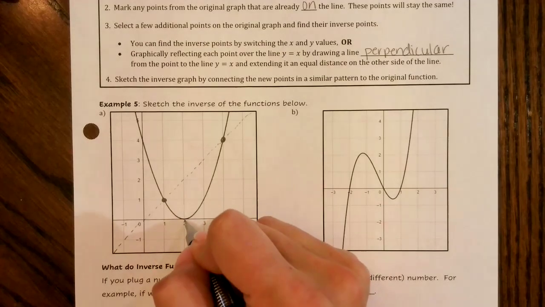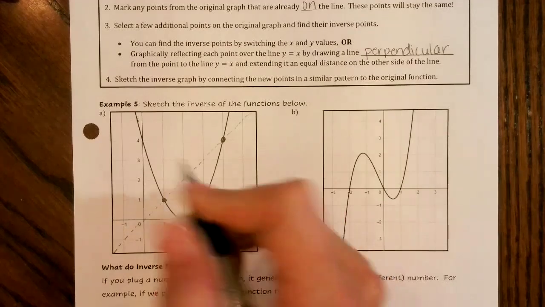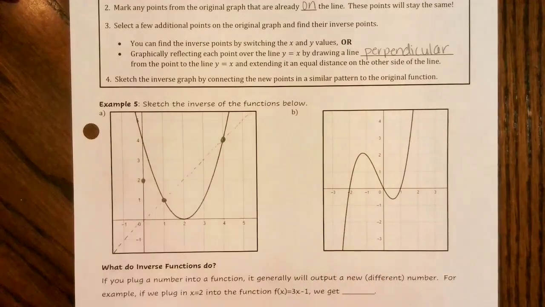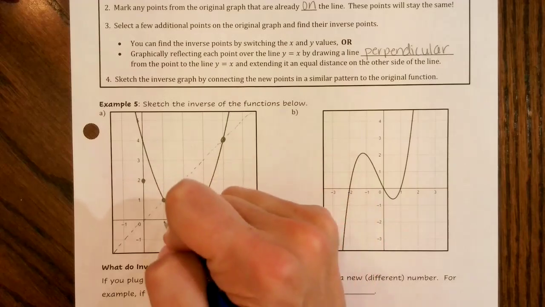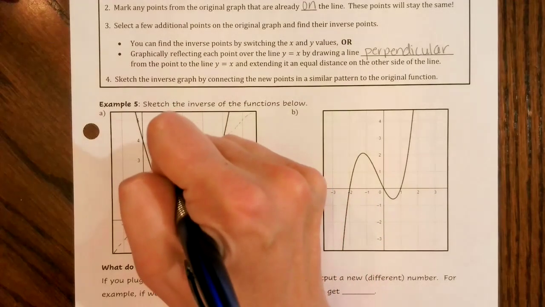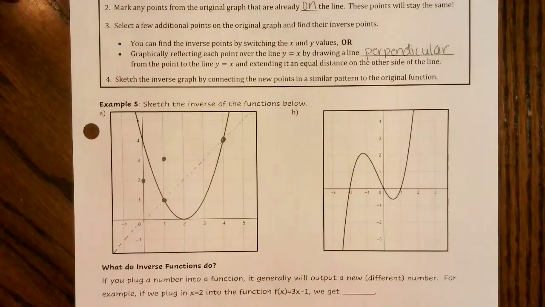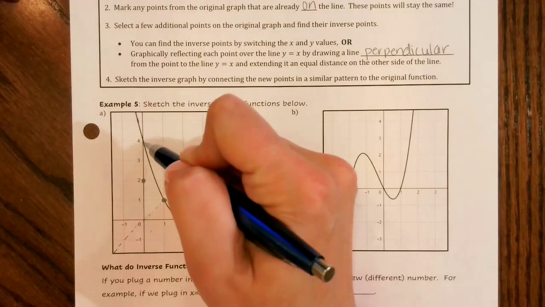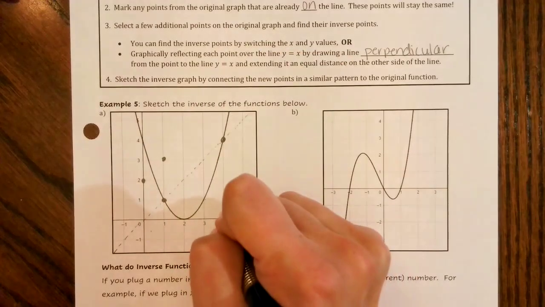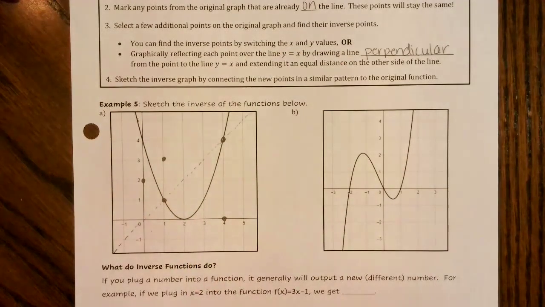Like this point right here is at 2, 0. And so if I flip that, then that goes to 0, 2. I had another nice point right here at 3, 1. And so I can change that to 1, 3. Remember, we're switching that x and that y value. We had another good point right here at 0, 4. And so if I switch that x and y value, that's going to give me that point at 4, 0.